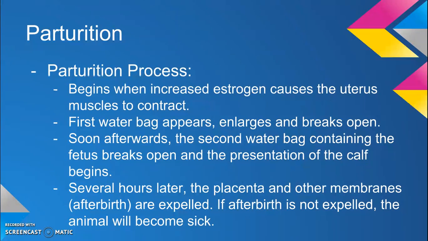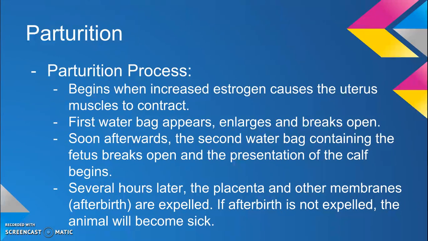So the parturition process actually begins with an increased estrogen level. And that increased level of estrogen causes the uterus muscles to start to contract. The first water bag is going to appear. It's going to kind of enlarge and then break open. And then soon after that, the second water bag that actually contains the fetus is going to break open, and then the presentation of the calf begins, or the kid, or the ewe lamb, or whatever.